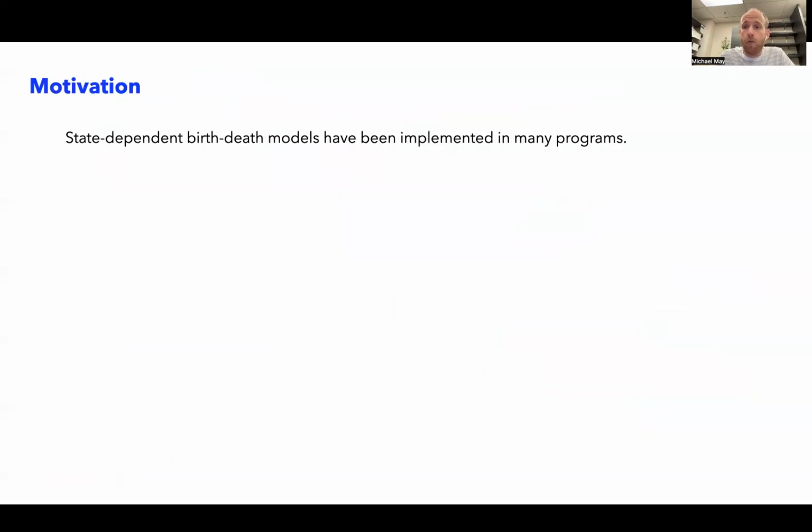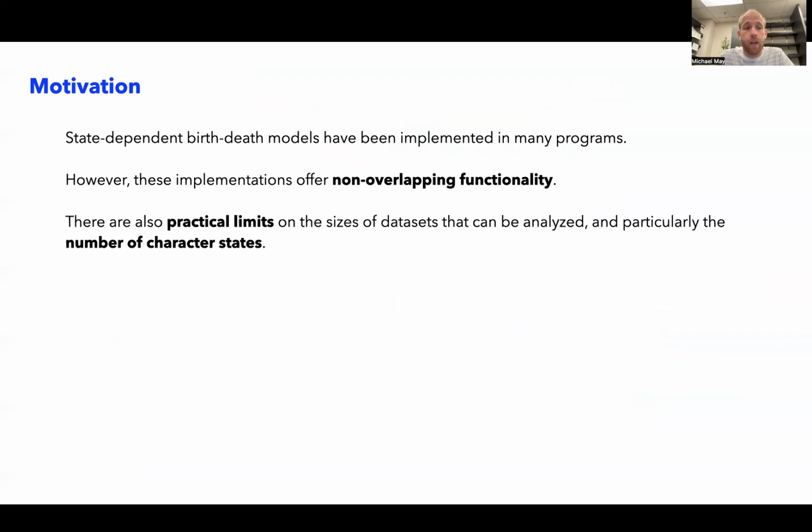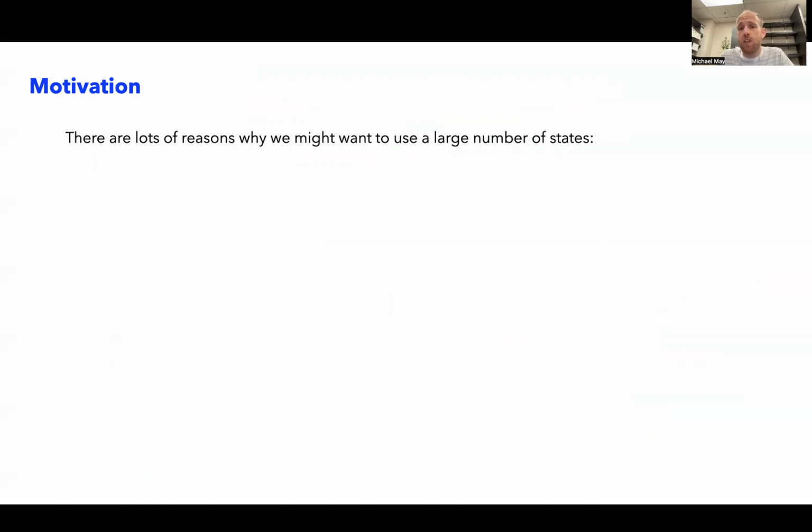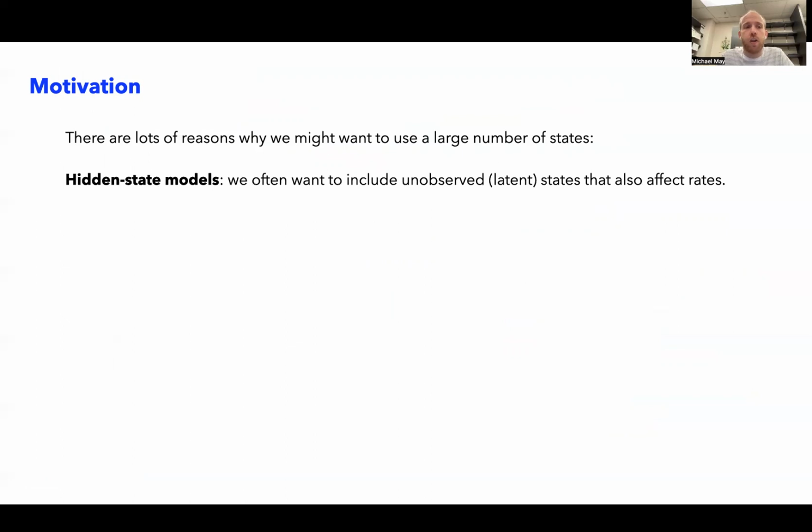These are really popular methods that have been implemented in many programs, but the implementations have often offered non-overlapping functionality. Some features are available in some, but not others. There are also practical limits on the size of data sets that can be analyzed, particularly on the number of character states. There are many reasons why we might want to use many character states, one of which is hidden state models. These are a really important class of models that allow some hidden character to also affect diversification rates, and this is really important for avoiding false, spurious associations.